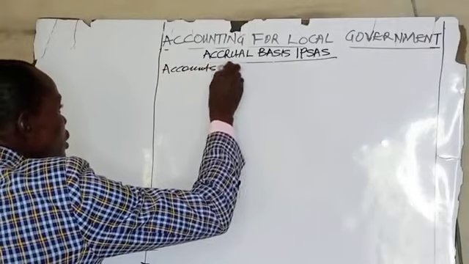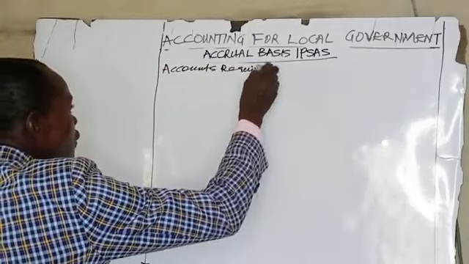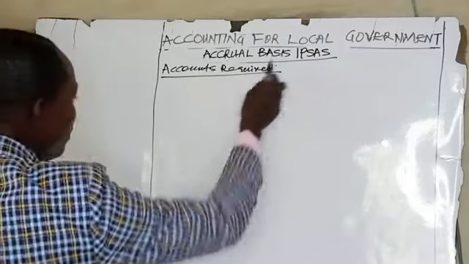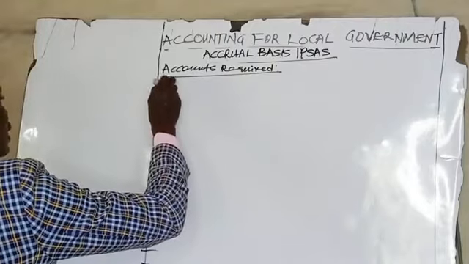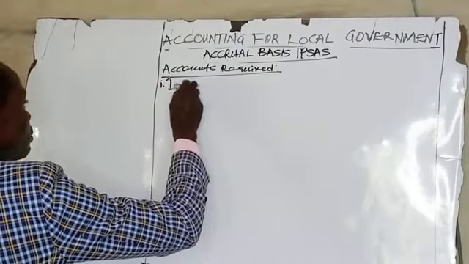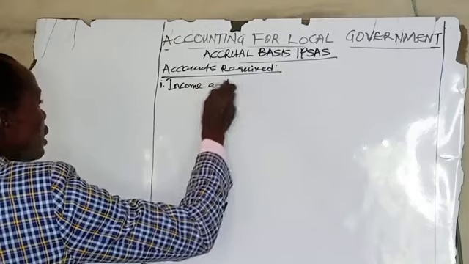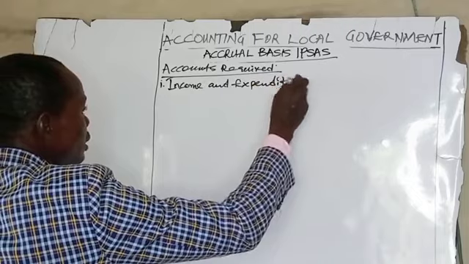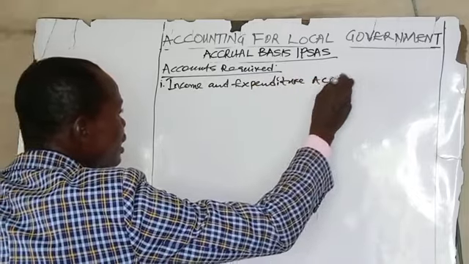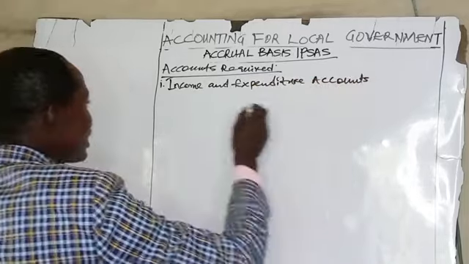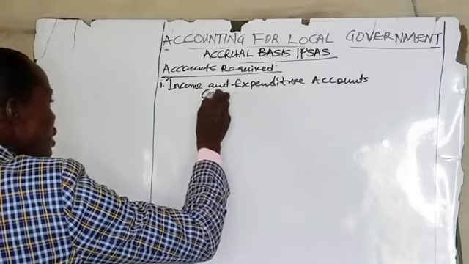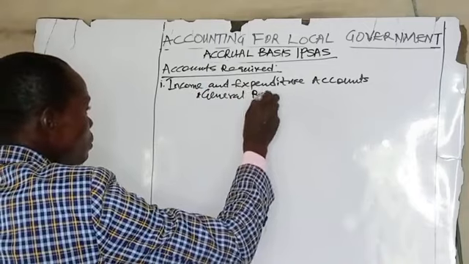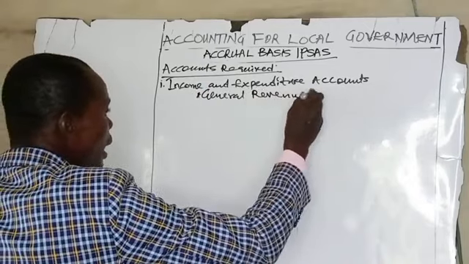Accounts required. The following accounts will be required under the accrual basis. Number one, we have the income and expenditure account. This account is prepared to ascertain the general revenue balance.